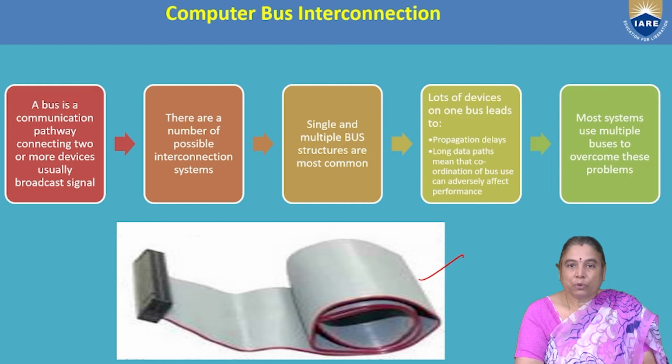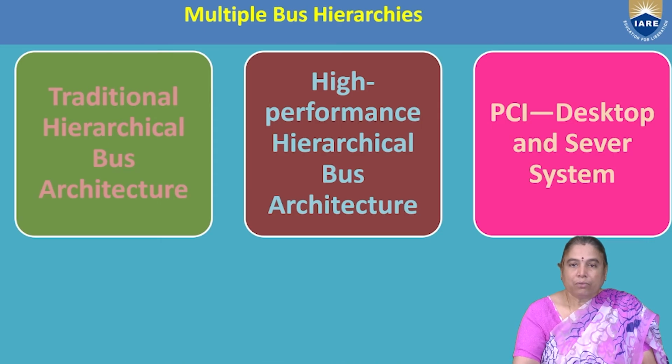So here, when more devices are connected with a bus organization, it increases the load so that the speed of processing can be greatly reduced. So to avoid this, single bus organization can be shifted into multi-bus architecture. What are the various multiple bus hierarchies? There are three varieties of multiple bus hierarchies.